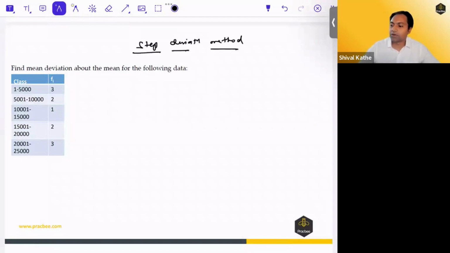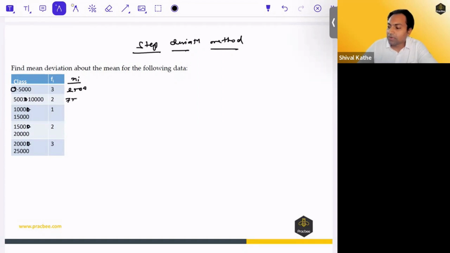What is the step deviation method? What we will do is find xi. So if I find xi, it is 2500. Is that okay? No, something is off, let me make this 0. In order to make my calculation simple, I'm doing this to make my life simple.